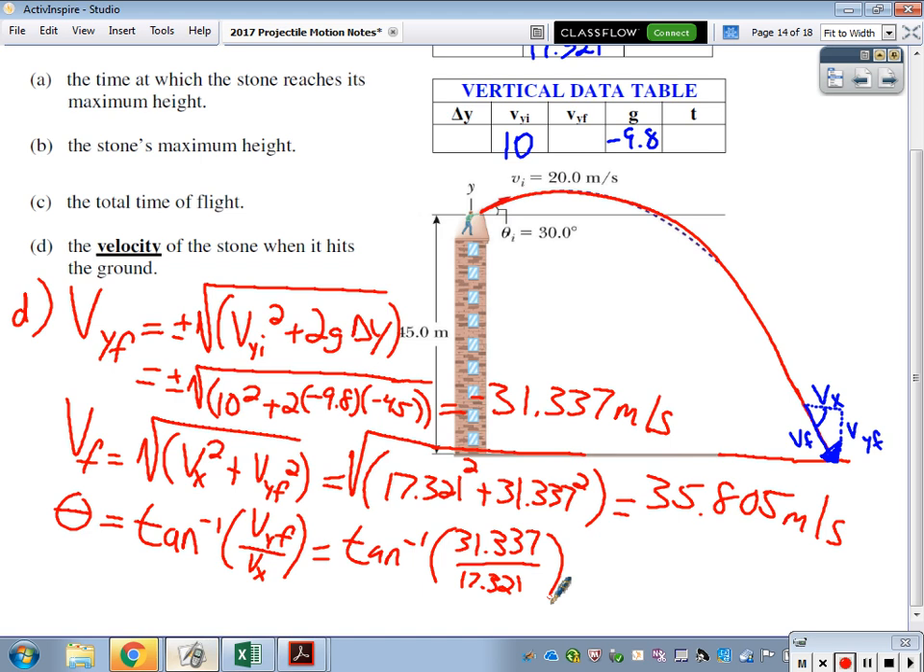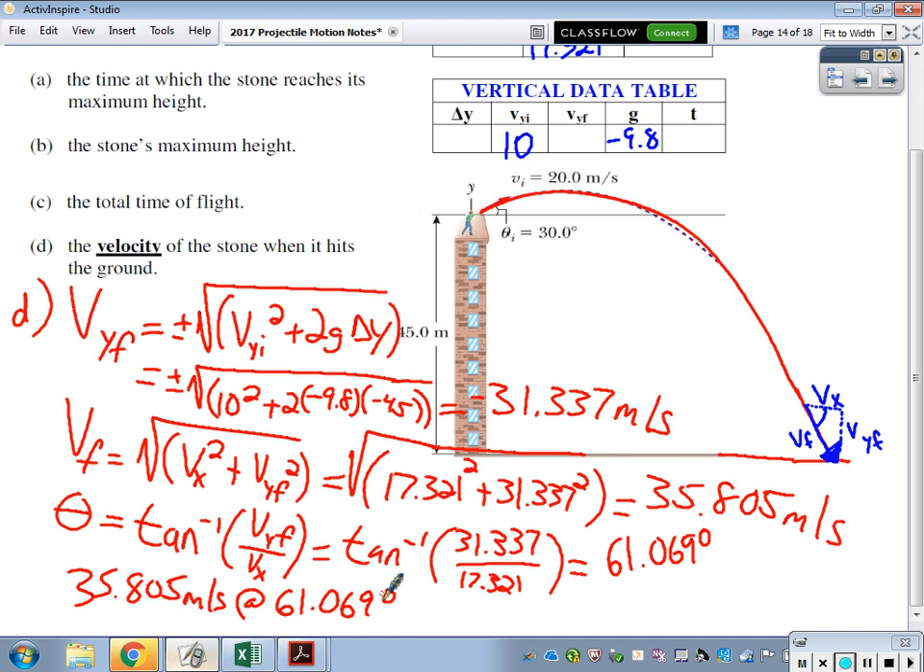Anuj, you seem like you're sitting with an answer, ready to go. 61.069 degrees. Okay, that is what we should calculate for that. So if we had to put it all together as a final velocity, it really should be 35.805 meters per second at 61.069 degrees. And how would we describe that?